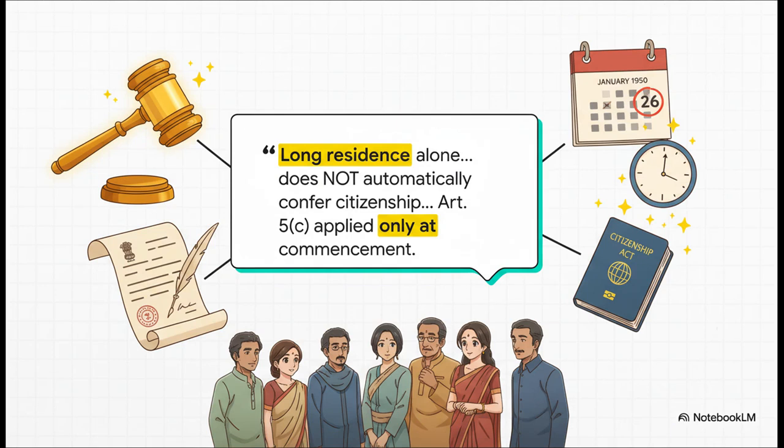And the court's answer was a firm no. They made it very clear that becoming a citizen isn't something that just happens automatically. It's a formal legal process. Yes, Article 5, Clause C had that 5-year residence rule, but that was a special one-time offer that expired on January 26, 1950. After that date, just living in India for a long time wasn't enough. You had to go through the proper channels set up by the Citizenship Act.